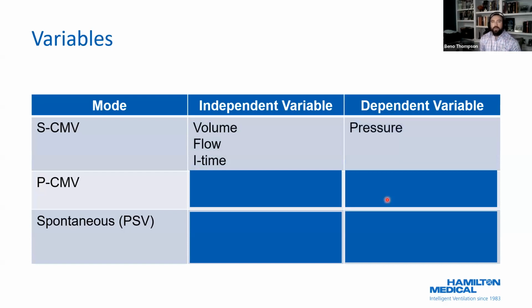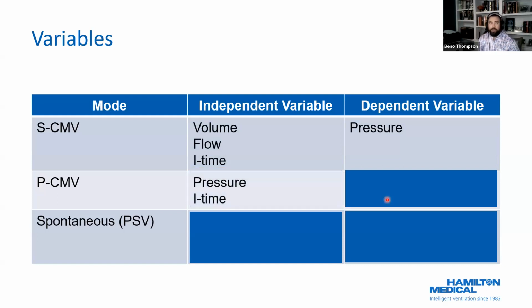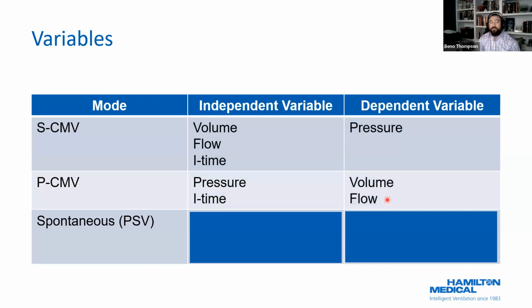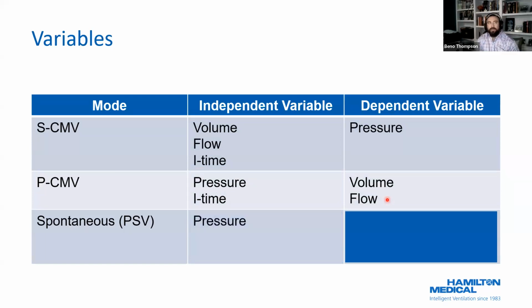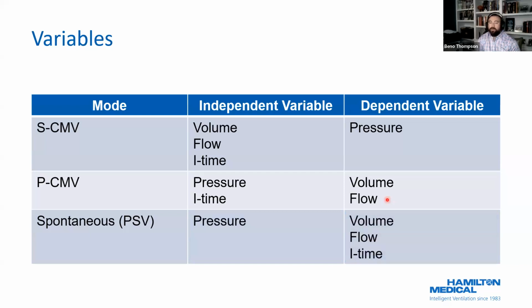So what's variable? What varies? Pressure. And then when you look at pressure control, what do we set here? Well, we set pressure and I time, right? So what varies here? Well, it's volume and flow. And then with spontaneous, what are the independent variables here? Well, there's just one, pressure. So what varies? What changes? Volume, flow, and I time, all of those.